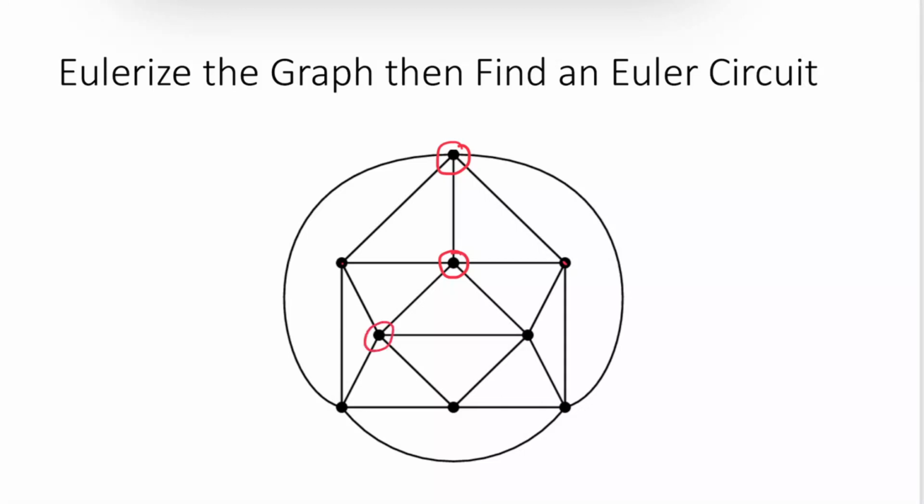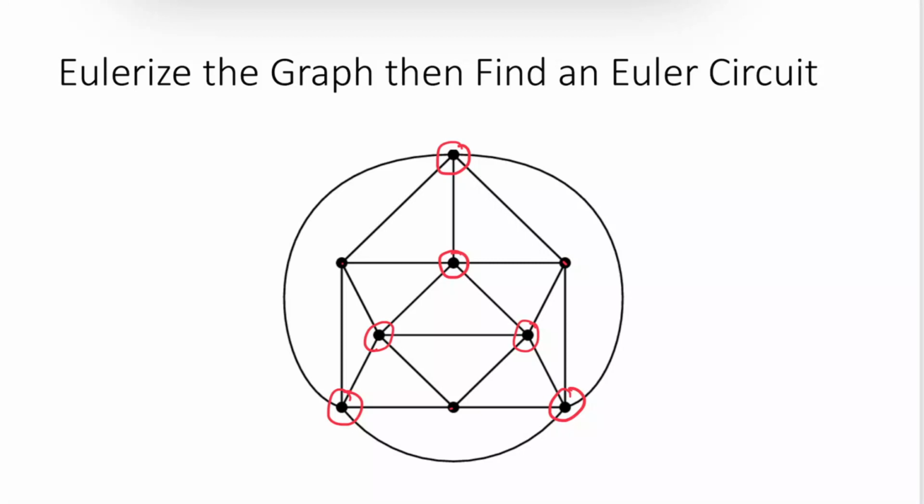This one looks like a problem because it has degree 5, which is odd, and so does this one. This one is also odd, and so is this one, but that middle one is fine. So I have these 6 different vertices that have an odd degree, and so to Eulerize the graph, I'm going to duplicate edges to make it so that they have an even degree.